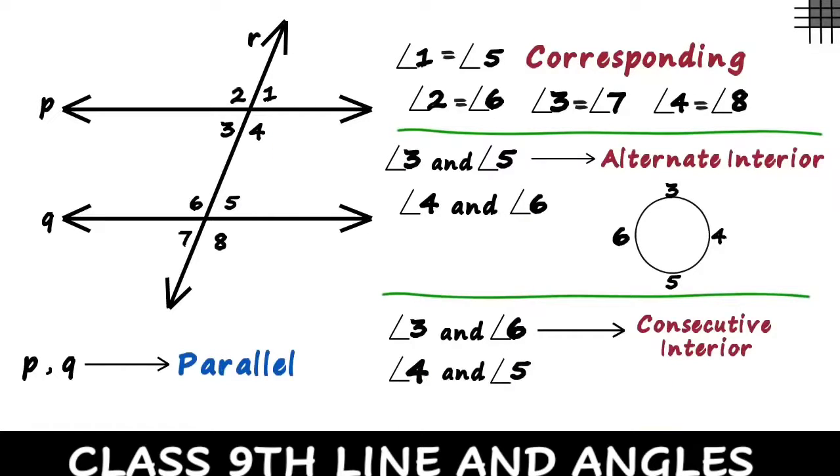Remember, there are two types of interior angles: alternate and consecutive. For alternate, we skip one and move to the next. For consecutive, we take the one that's immediately next to it.